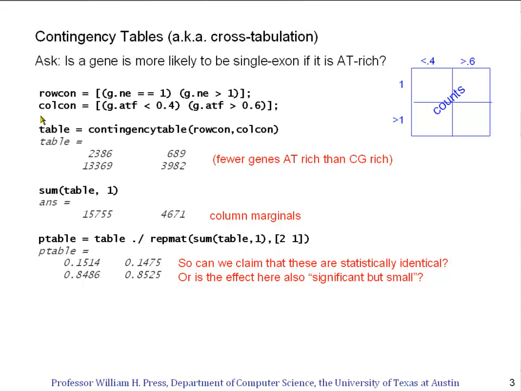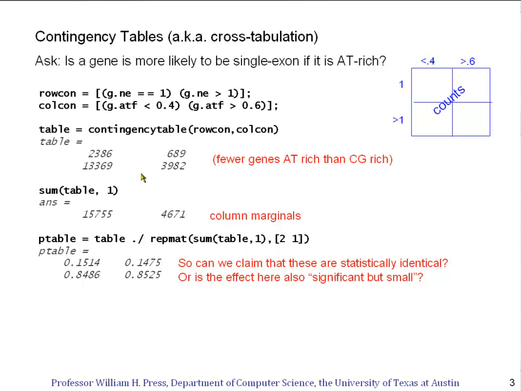So that's the row condition. The column condition is gene AT fraction less than 0.4, true or false, gene AT fraction greater than 0.6, true or false. And when you've organized the data this way, it's easy to define a function contingency table that just goes through and counts it. You could do this by hand if the number of counts were smaller than shown here. And these are the counts that come out of the human genome for this contingency table.